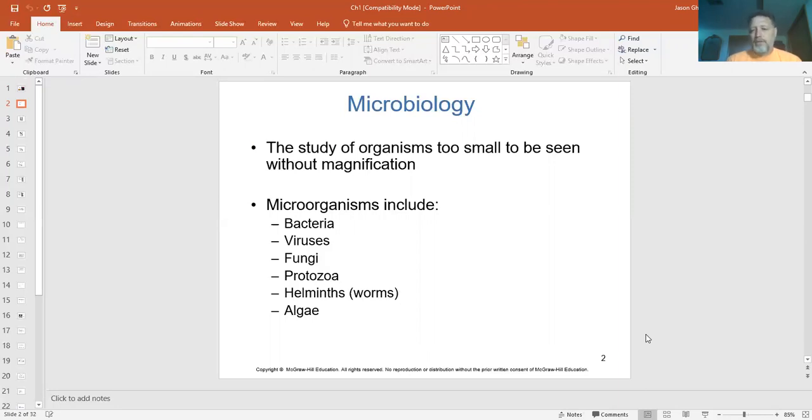And then algae, and these are the single-celled plant-like organisms, because they technically are not plants, but they are very similar to plants. They kind of fall into the Protista. They're in the Protista kingdom along with protozoa.